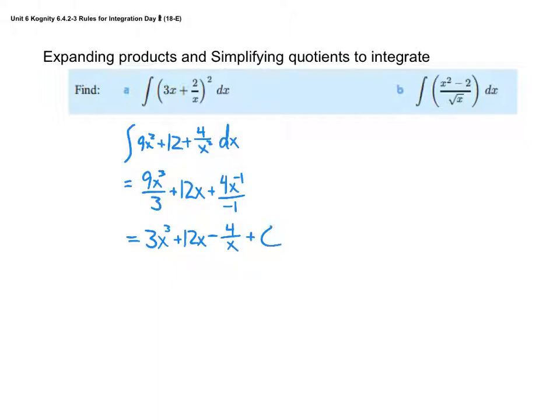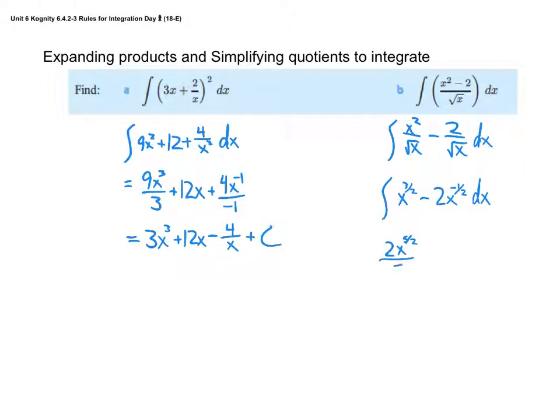Same thing with B. Since there's a monomial in the denominator, I can split that up. I can reduce that first part. 2 minus a half is going to be 3 halves. And this is 2x to the negative 1 half. Now I have things I can use the power rule for. Just x to the 5 halves times 2/5.